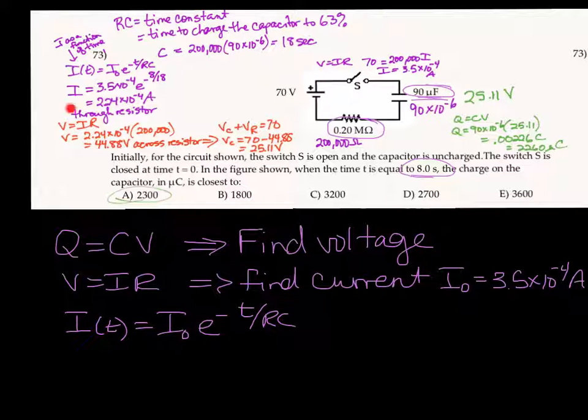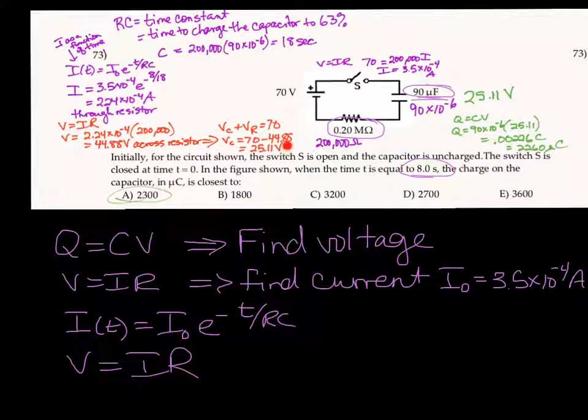So now that we know the current through our resistor, because it's gone down because time's gone past, we're going to use V equals IR again. V equals IR to death, to find the voltage across our resistor. So that's what happened here. So when we do V equals IR, we have 2.24 times 10 to the minus 4 amps, which we found here, times the 200,000 ohms, or the 0.2 mega ohms. And so now we know that we have 44.88 volts across the resistor.